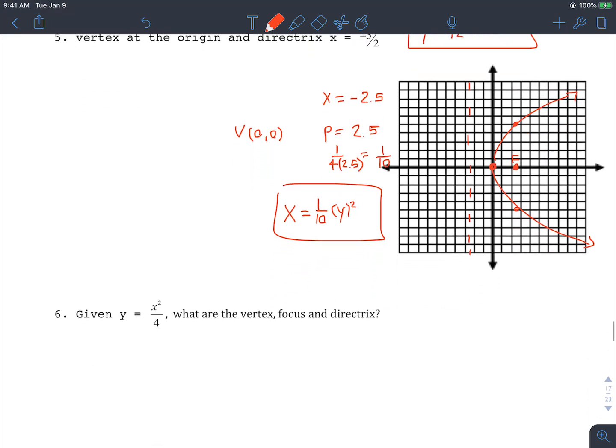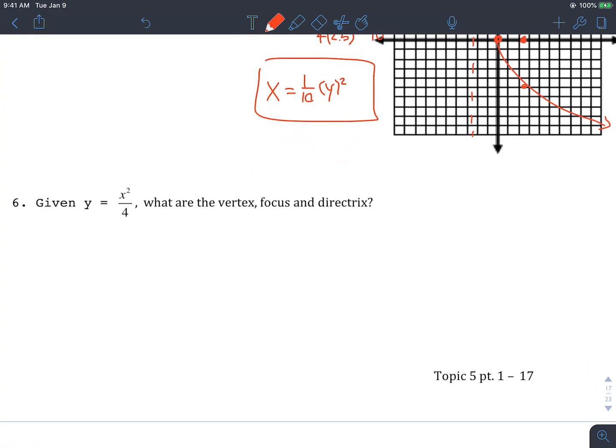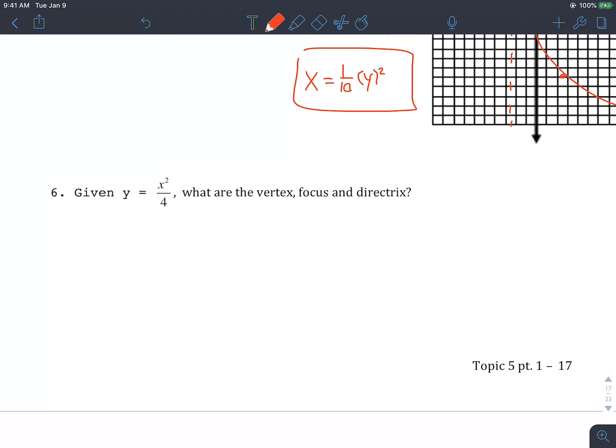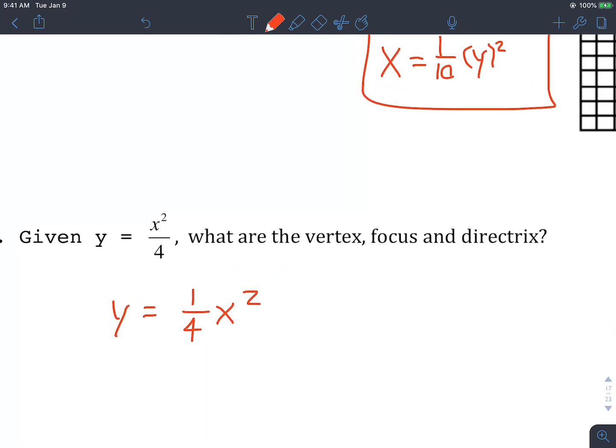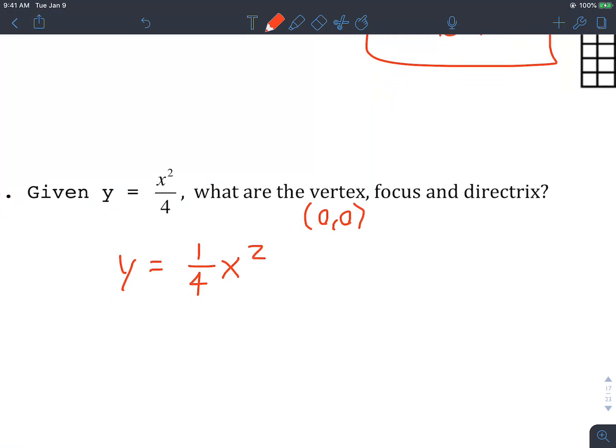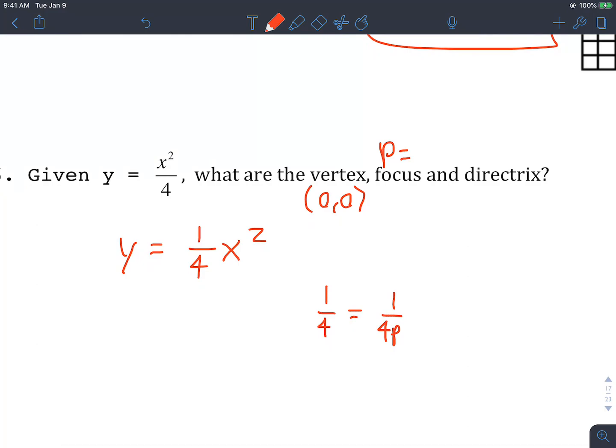Alrighty, I think this is the last one here. Given this equation, what is the vertex, focus, and directrix? The reason we're going over this one is you need to rewrite it like this, 1/4 and then x squared. So if you don't have anything in or around the parentheses, your vertex should be (0, 0). Okay, your focus, you need your p distance for that, right? We need p, so we'll say 1/4 equals 1/4p. Cross multiply and divide, you'll get 4p equals 4 and p equals 1.